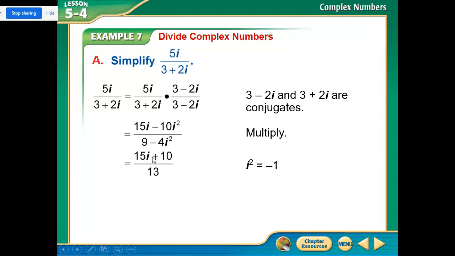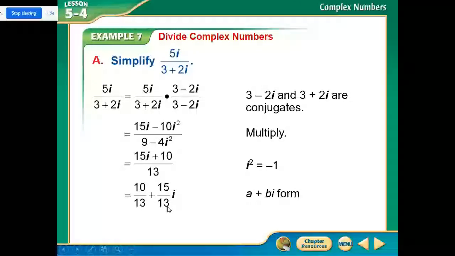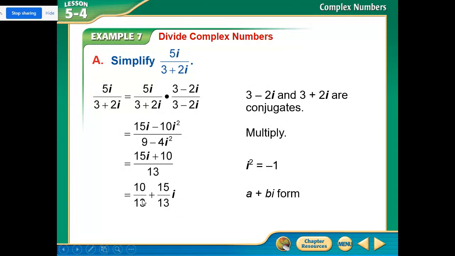Now, I don't like the way that says it. It should be 10 plus 15i. So they went ahead and rewrote it that way. Now, they separated the 13, so it's 10 thirteenths plus 15 thirteenths i. If you want to leave it all as 10 plus 15i over 13, I would accept either answer. But they do tend to write it this way, just to kind of enforce that a plus bi form. But I would take it either way.